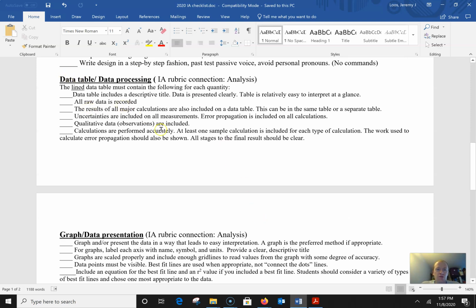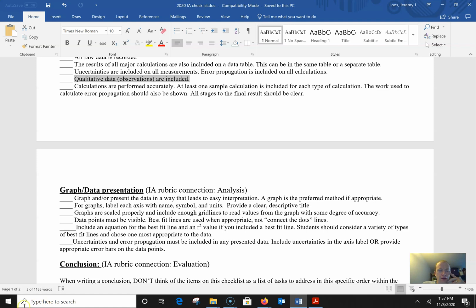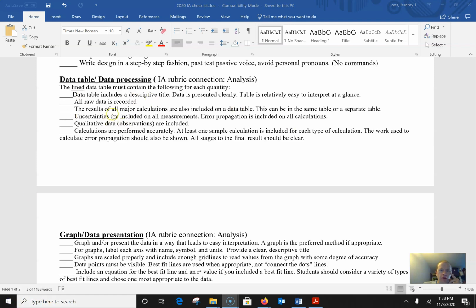So we're going to have data tables. We're going to have some data processing. And some of this stuff is basic, right? Like you need a title. You need not only data you gathered, but if you need calculations, you should put the results of those calculations in a data table, some kind of data table. Uncertainties need to be included. Error propagation if you do any calculations. Qualitative data and observations. So obviously a little more difficult if you are doing a database. For a database lab, you may not be doing a ton of calculations, but we'll talk more about that in a second.